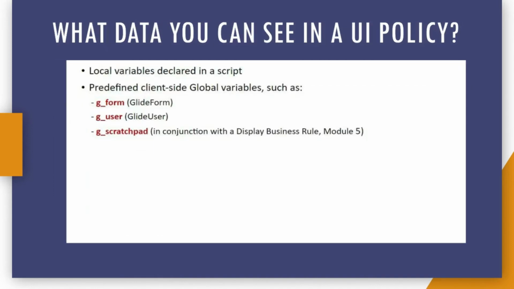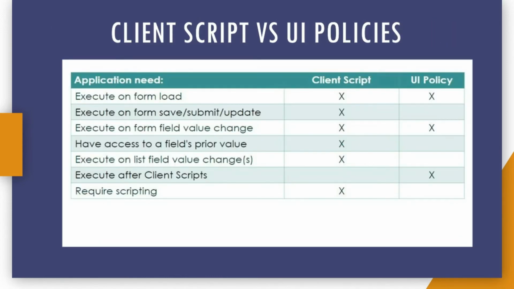So let's move further and see what data you can see in a UI policy. Local variables declared in a script, predefined client-side global variables such as g_form, g_user, g_scratchpad, which will be used after a display business rule. I will show a demo of g_scratchpad when our demo for server-side script completes. Now let's see what is the difference between client script versus UI policies.